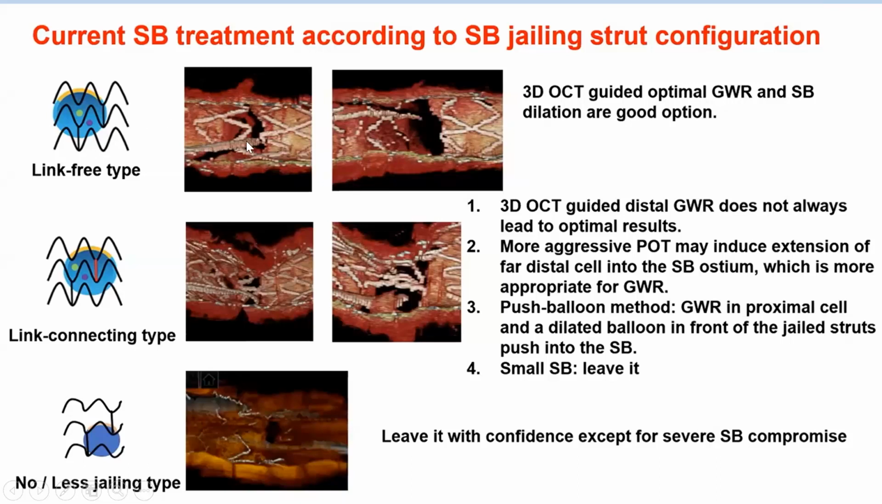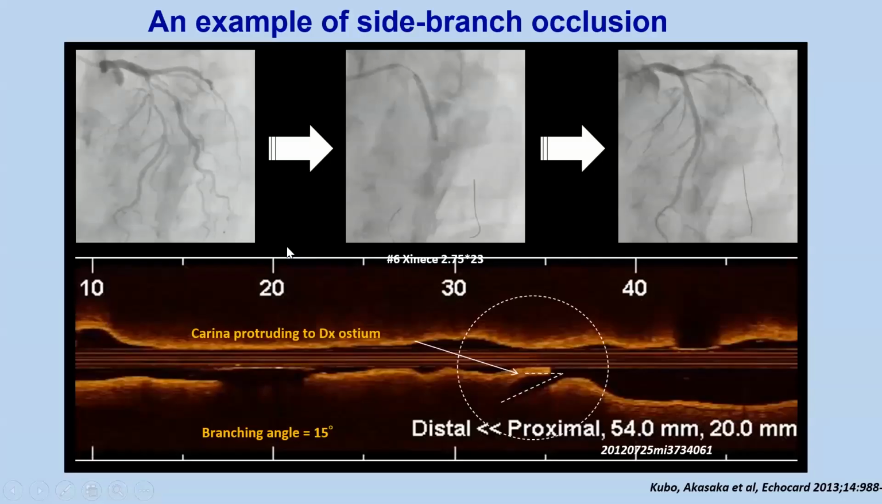It may be a link-free type, which means there is no link at the ostium of the circumflex artery, or a link-connecting type, where a link is present. And if there is no jailing at all, then you don't have to do anything. If it's a link-free type, it's quite easy to do a kissing balloon and make sure the struts are taken away. Whereas in a link-connecting type, it's sometimes difficult to remove the link connection and may require an aggressive POT followed by aggressive kissing balloon, or sometimes even a push balloon technique to push the struts of the stent. So this is again very useful by OCT to identify the pattern of the struts at the ostium of the circumflex in a left main PCI.